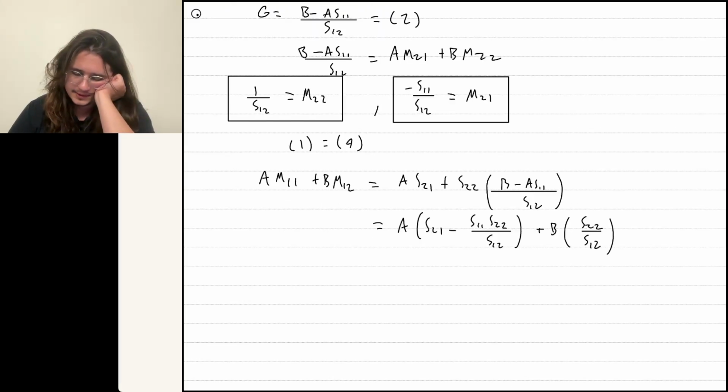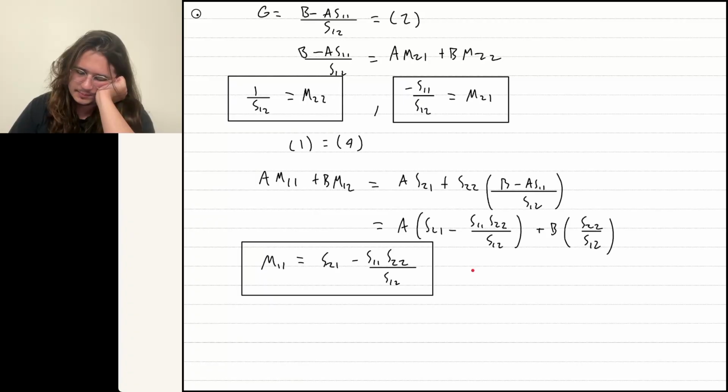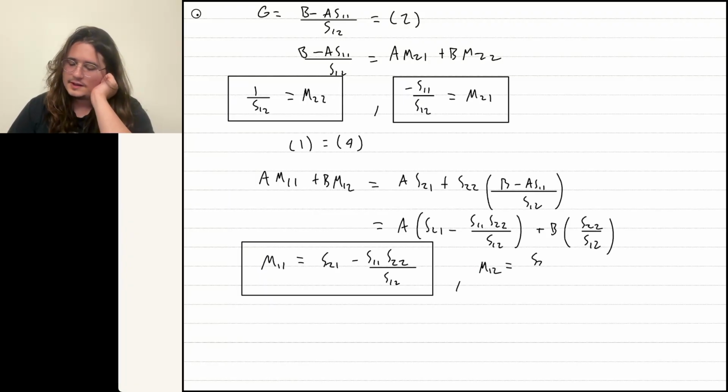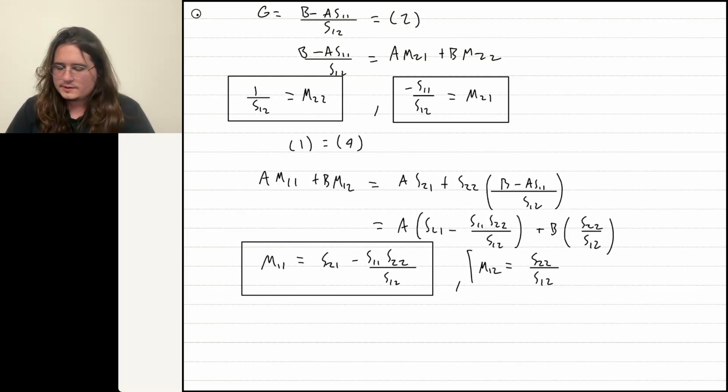Cool. Comparing the constants. On the left-hand side, we've got M11 attached to A. On the right-hand side, we have S21 minus S11 S22 over S12. That's an equation. And then on the left-hand side, B is attached to M12, while on the right-hand side, it's attached to S22 over S12. Kind of crazy.